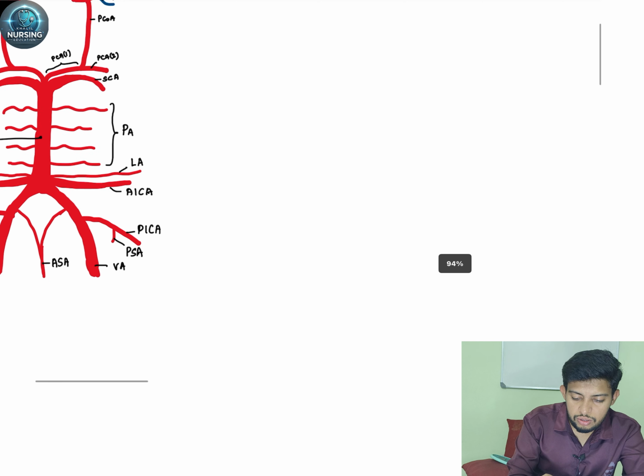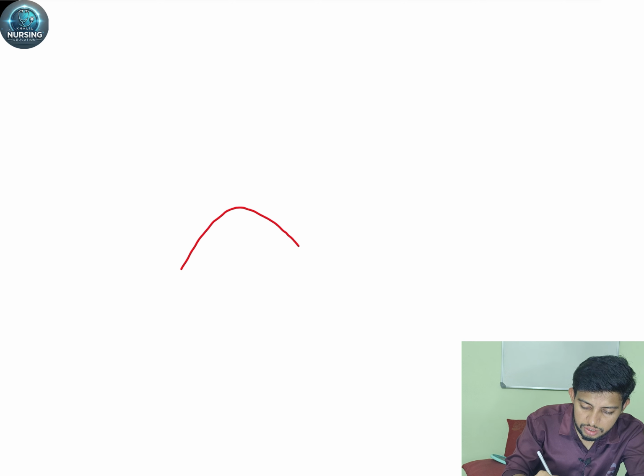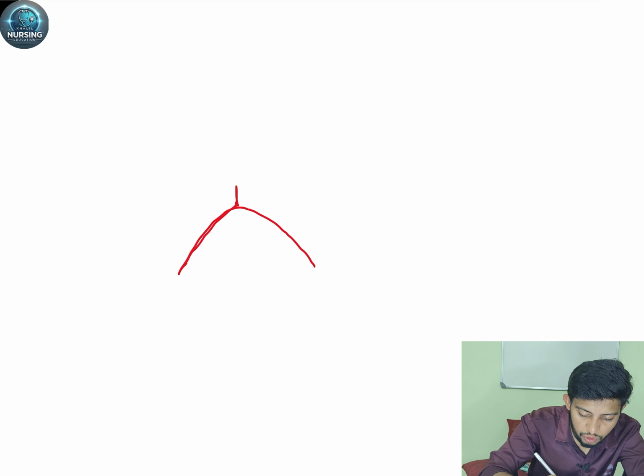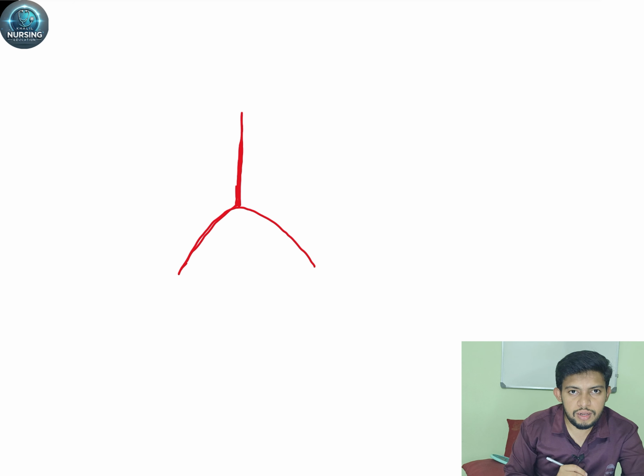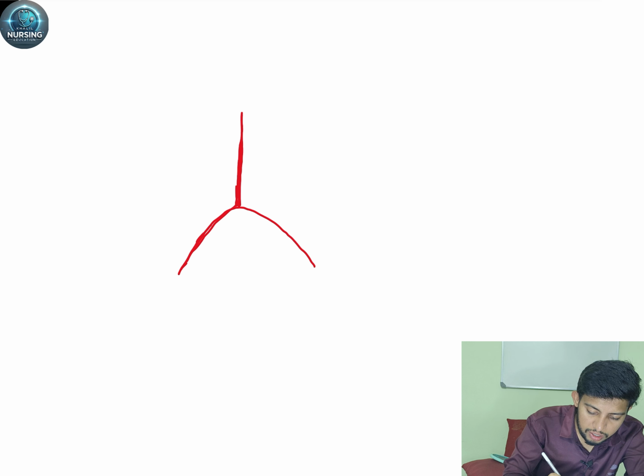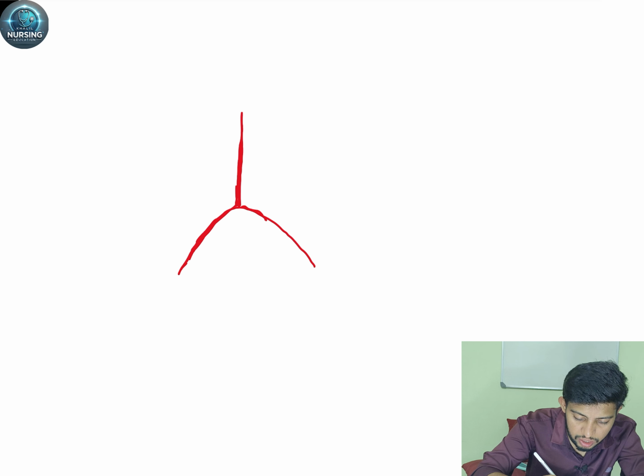So now see here, first you write what? You write the vertebral arteries. The vertebral arteries join to form what? They join to form a basilar artery. This one is a basilar artery. Clear? Vertebral arteries and basilar artery.